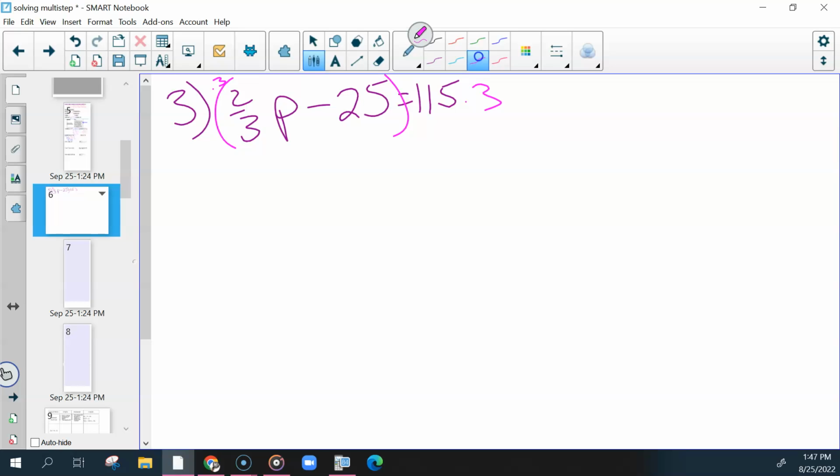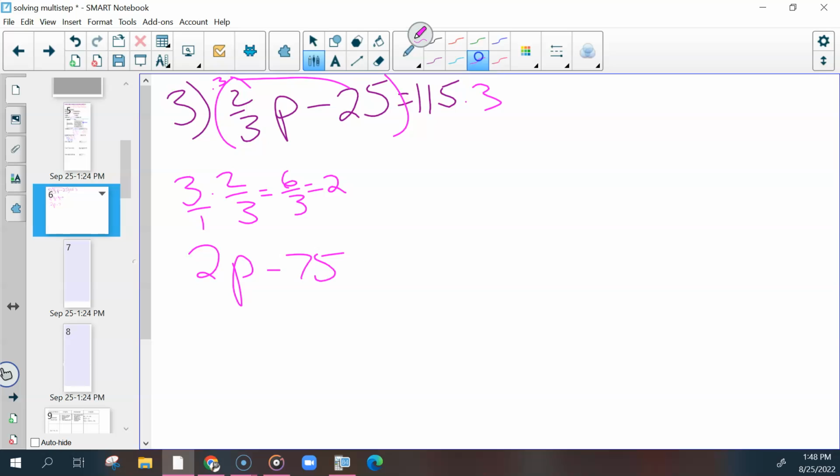And I would do the same thing I did before, using that distributing method. So I'm multiplying 3 and 2/3 and 3 and negative 25. This would become 6 over 3, which we know is 2, so this would be 2p. 3 times negative 25 is negative 75. And 3 times 115 is 345. I think that's right.